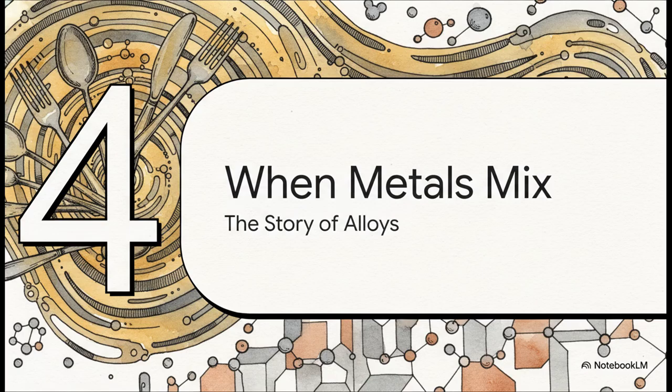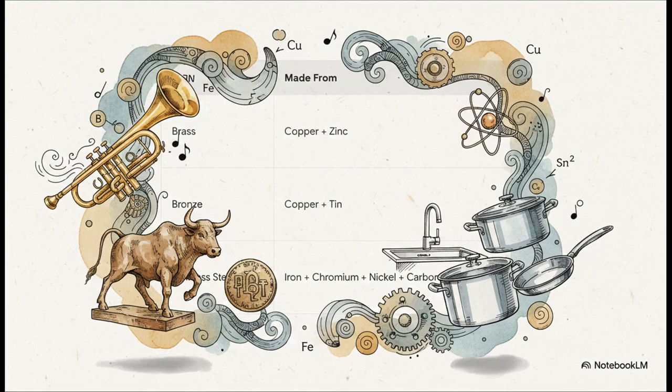Let's go back to those metal utensils from the beginning. They're a special kind of uniform mixture called an alloy. Alloys are basically mixtures of metals, and sometimes nonmetals. This chart shows some really common ones. Brass is a mix of copper and zinc, bronze is copper and tin, and stainless steel is a mix of iron, chromium, and more. By combining these, we create materials with way better properties, like more strength or resistance to rust, than the individual metals have on their own.